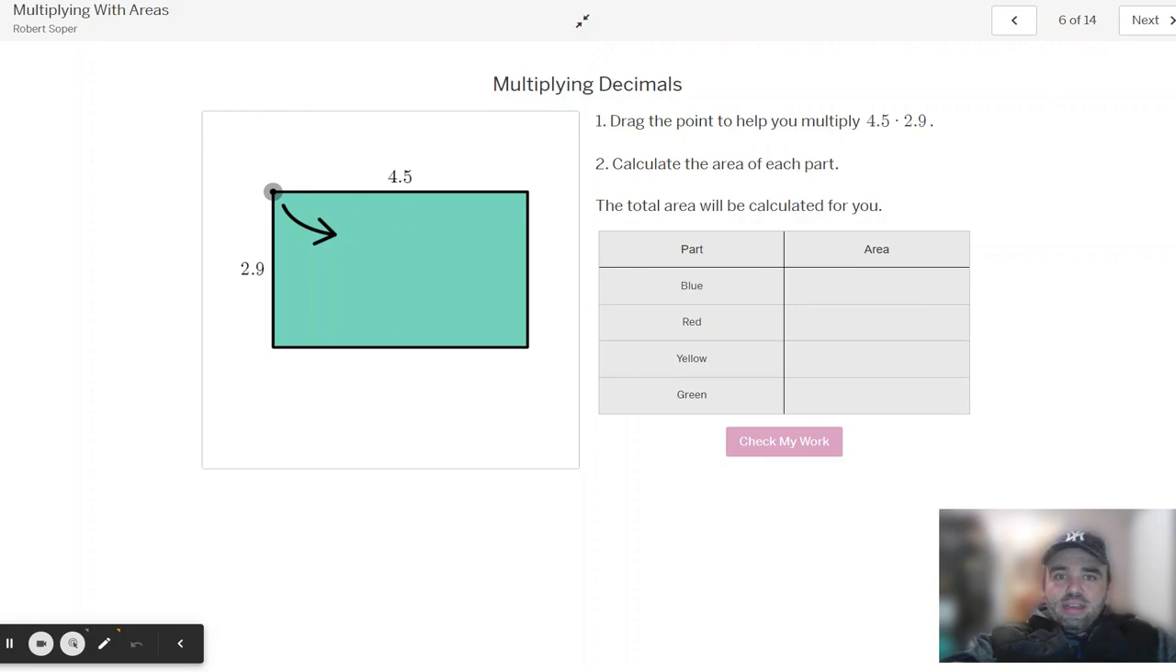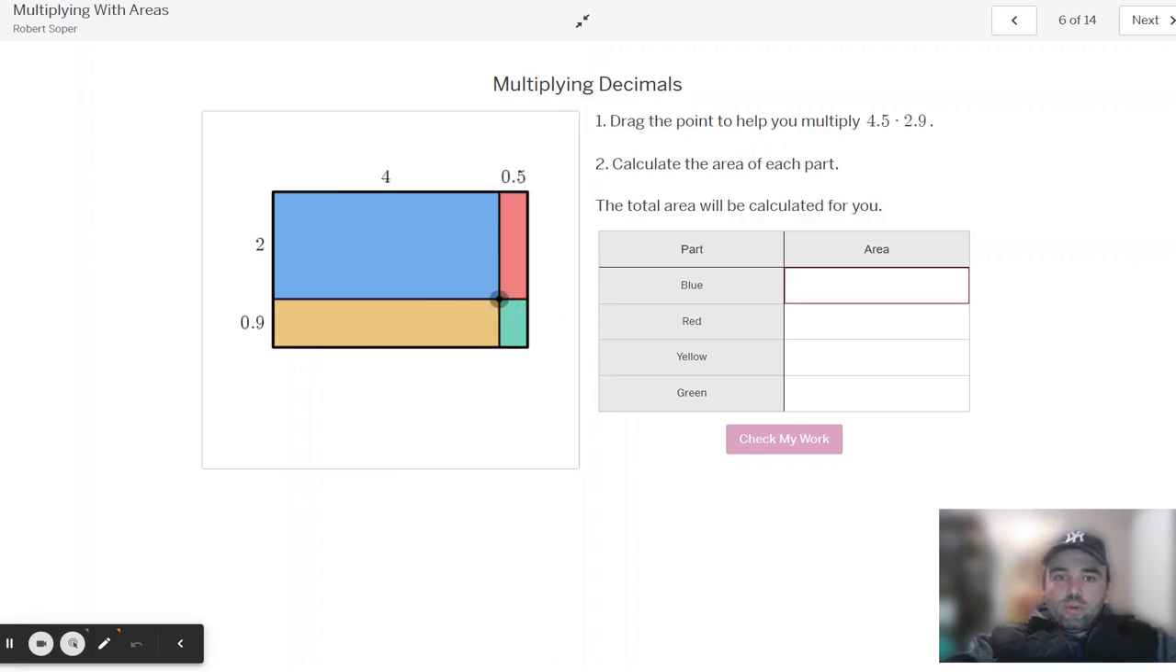Here we are on slide 6. Again, I'm going to work with some friendly numbers here. I notice we're doing 4 and 5/10 times 2 and 9/10. So I'm going to multiply 2. I'm going to use the factors 2 and 4. To me, those are easy to work with. So the blue box is going to be 8. 2 times 4 is 8.